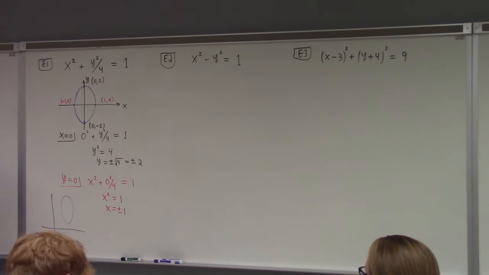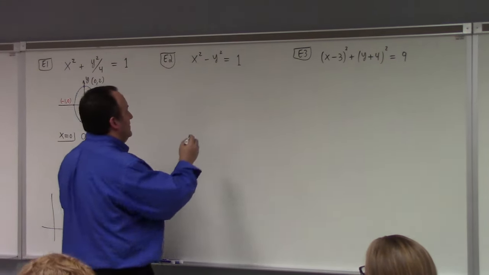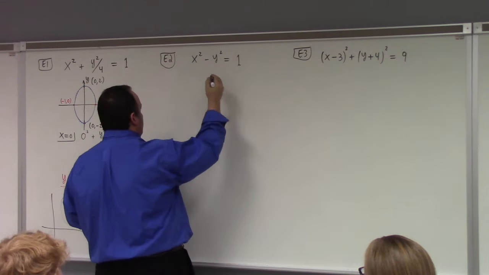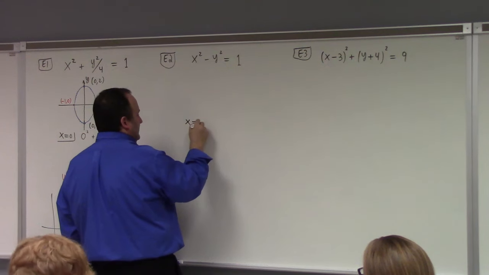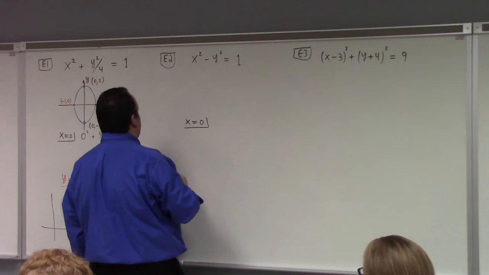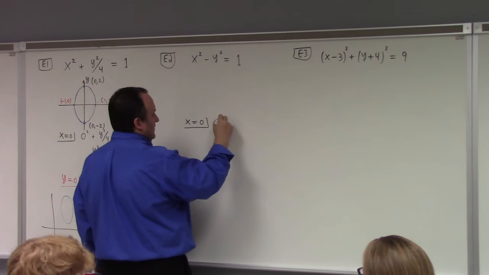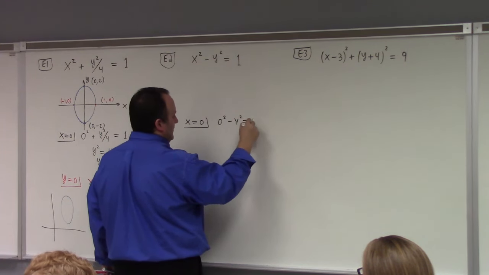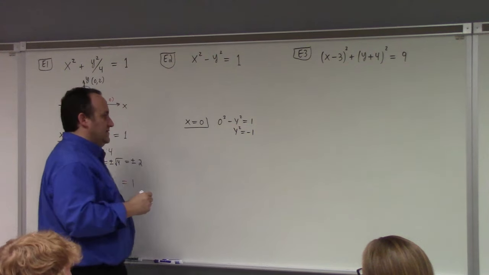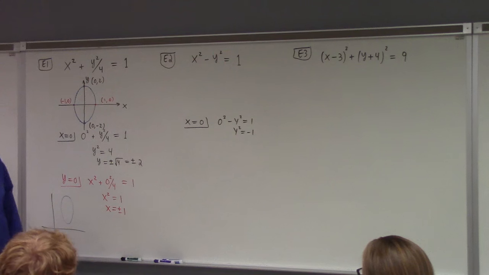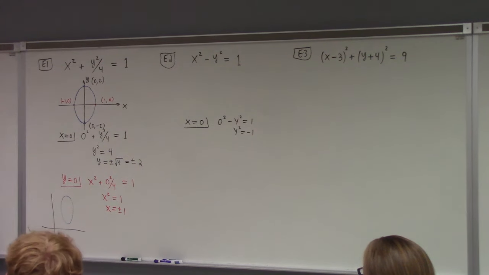Example 2 is a hyperbola. And so here, x equal to 0, we can look at that. What happens? We get 0 squared minus y squared equals 1. We get y squared equals minus 1. We get nothing, right? I mean, we're looking for real solutions, right?